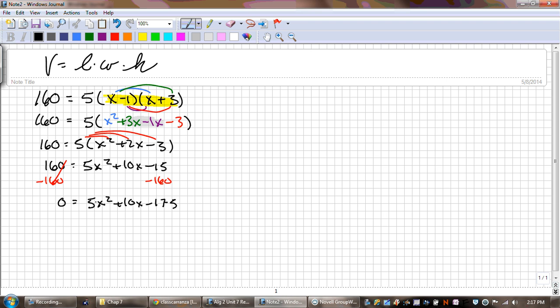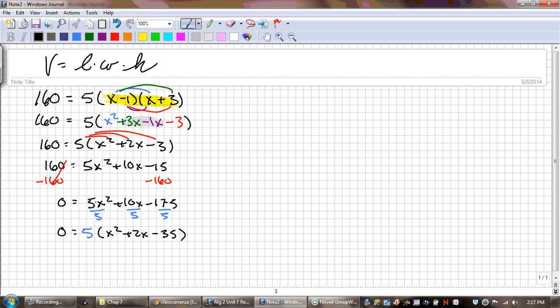And guys, we're not done yet. You're like, oh, come on, Mr. Grice. No, we're not. Okay. Now, to solve this, we got to take out the GCF, which is a 5. The GCF comes out front, and then we're left with x squared plus 2x minus 35. 175 divided by 5 is 35.